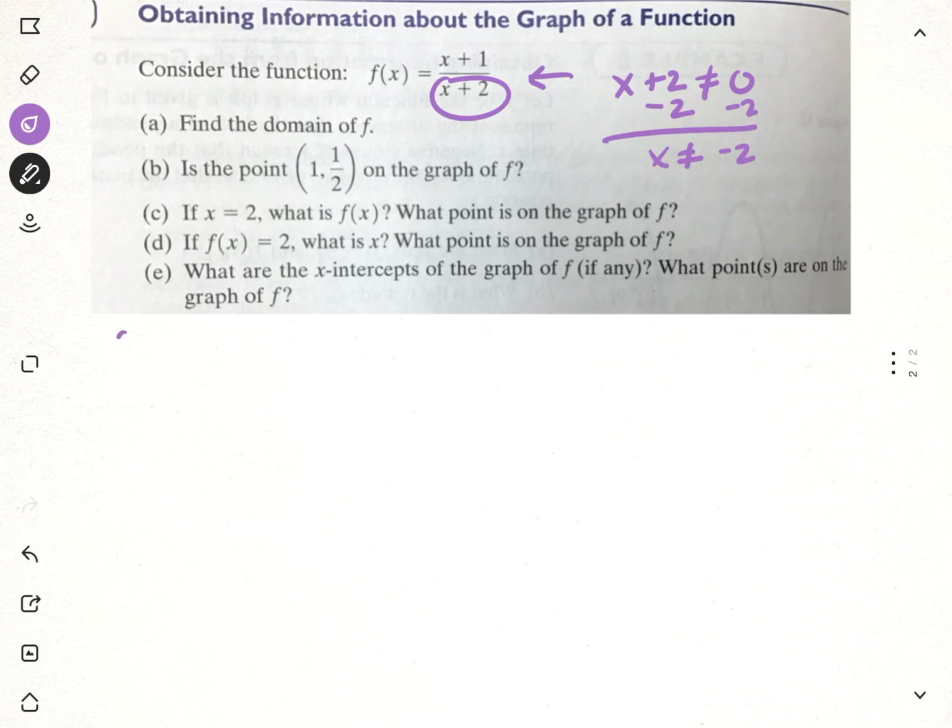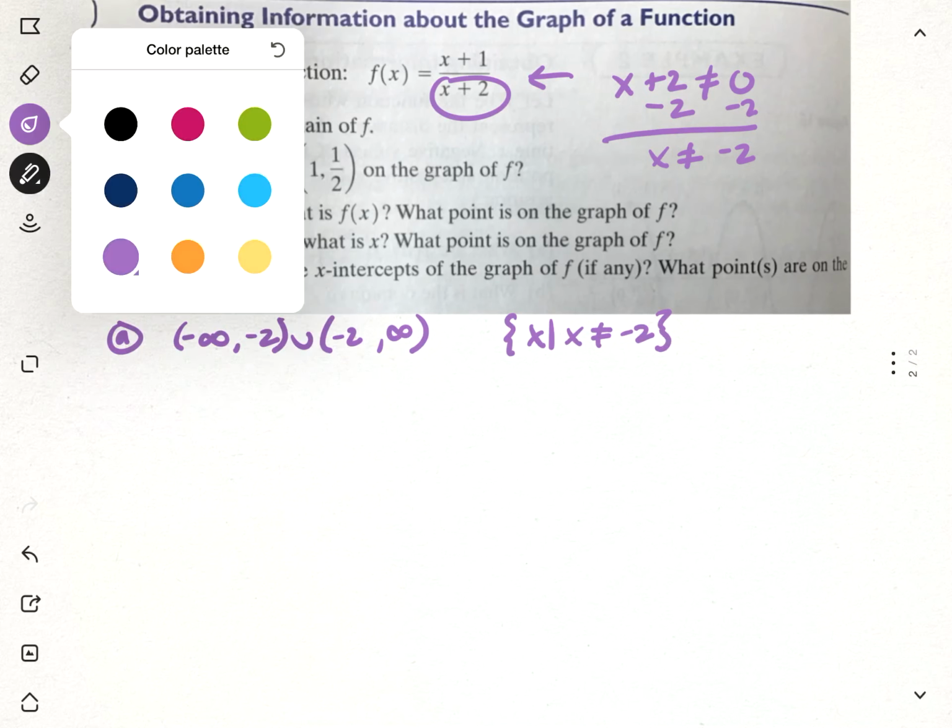Okay, so the domain, we can write it like this, right? From negative infinity all the way to negative 2, not including the point because that would make it broken. It'd make the denominator 0. And then from negative 2 onwards towards infinity. Right, so that's in interval notation. In set notation, we'd say x such that x not equal to negative 2. Which is probably simpler, right? It's the simpler method for this one.